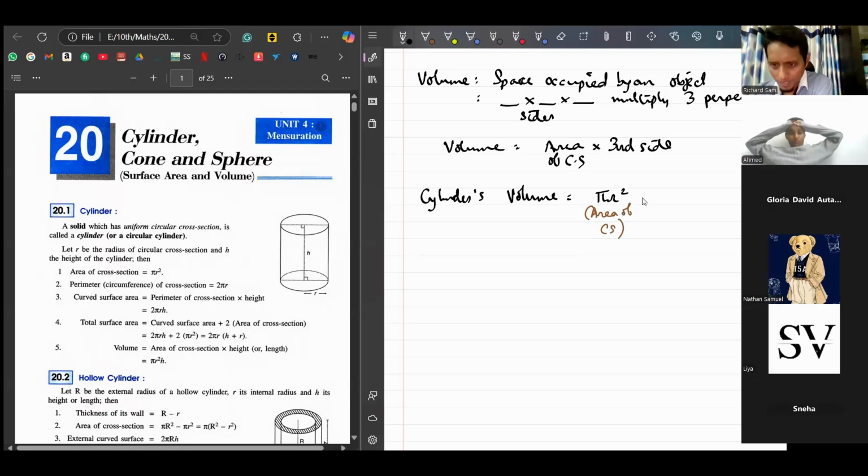Area of cross section multiplied with the third dimension. What's the third dimension in this cylinder? The height. Height is from the top till the bottom. So into h. That will be the formula for volume of cylinder. Pi r square h. Volume is pi r square h.